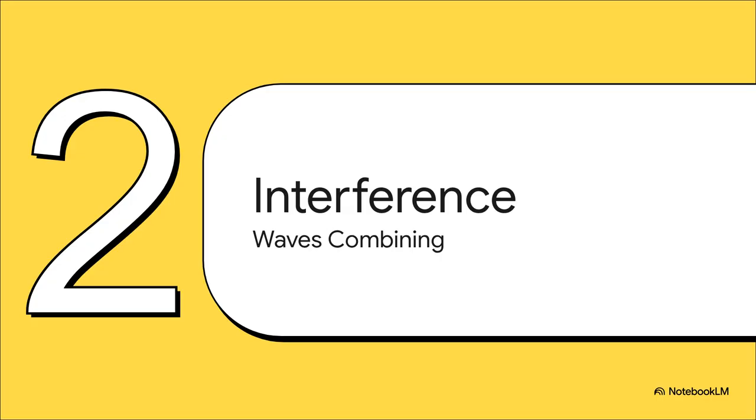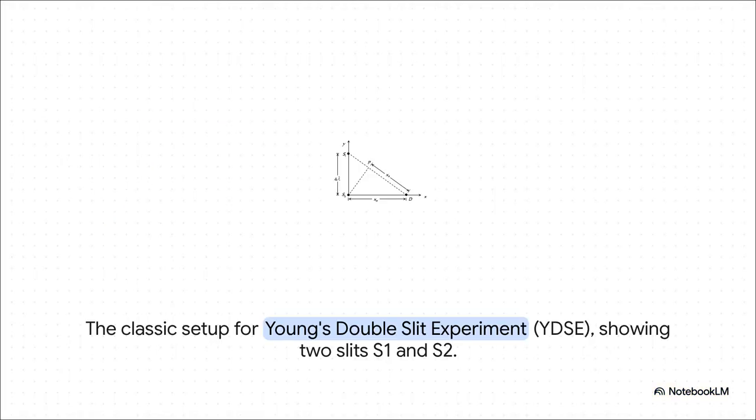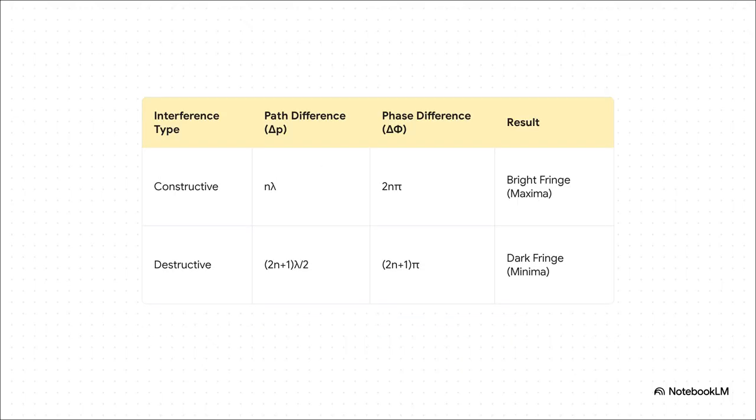So we know how waves travel, but what happens when two waves overlap and meet at the same point? Well, this brings us to one of the most important concepts, perfectly shown by Young's double-slit experiment, or YDSE as you'll always see it. This setup is absolutely crucial for the JEE. You have light coming from two coherent sources, S1 and S2, and they interfere with each other. What you see on the screen is this really distinct pattern of bright and dark bands, which we call interference fringes.